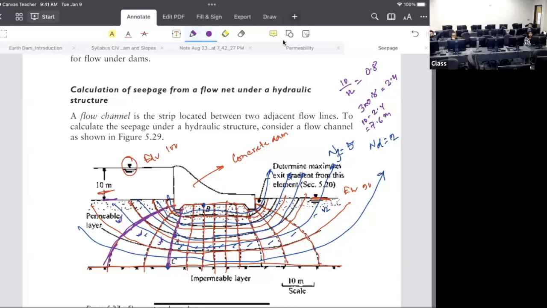But 10 minus 2.4 is for which line? Before this line, you have this drop, this drop, this drop, 3 drops, right? What is point B? B has 2 more, right? 5 drops. So 10 minus 5 into 0.8. 5 into 0.8 is 4. So it's 6. At point B, the head, the potential, is 6. Got it?